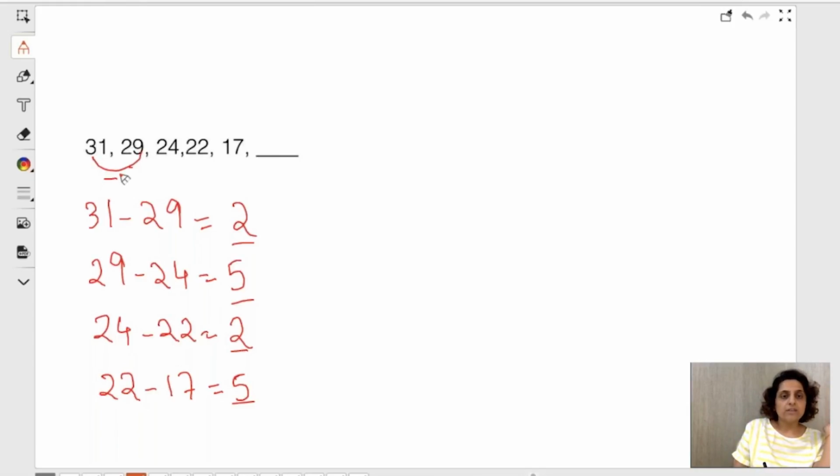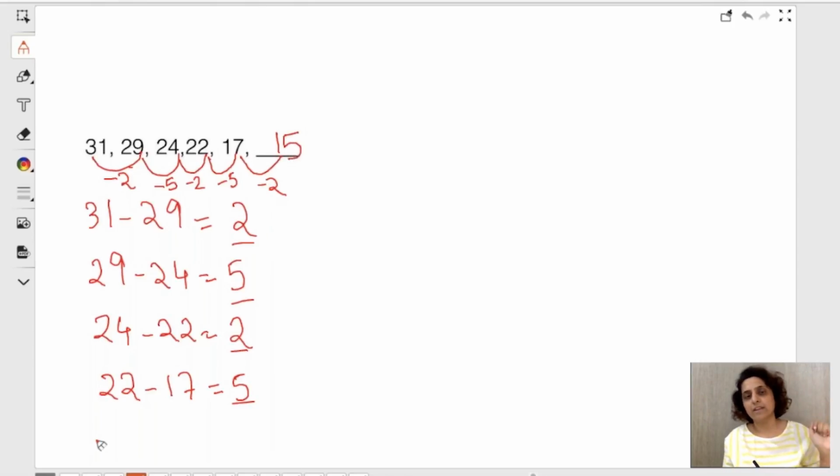So the difference between these two is minus 2. These two terms is minus 5. Between these two terms, it is again minus 2. Here we had minus 5. So what will be the difference between 17 and the next term? The difference would be 2. So 17 minus 2, the answer will be 15. So the answer to this question is 15.